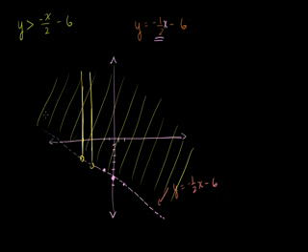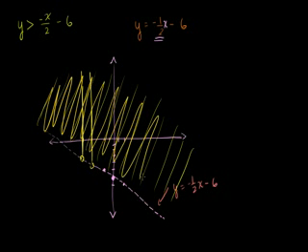The coordinates that satisfy our inequality are all of this yellow stuff that I'm shading above the line.